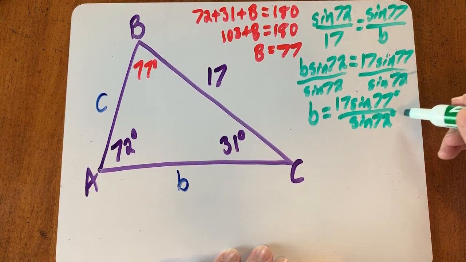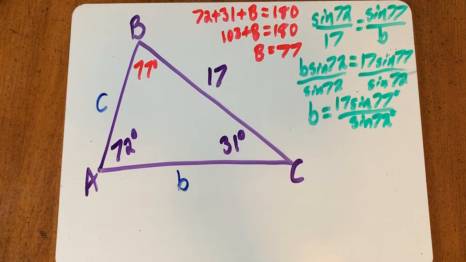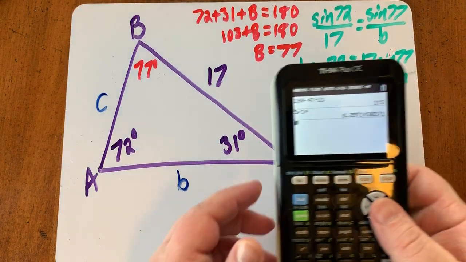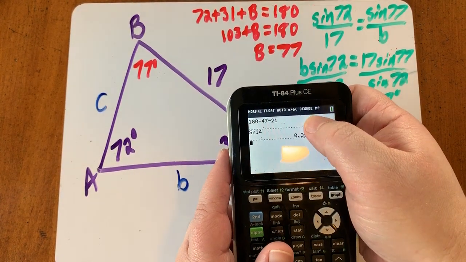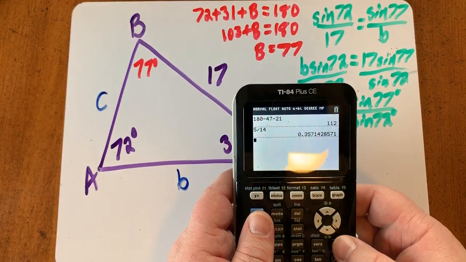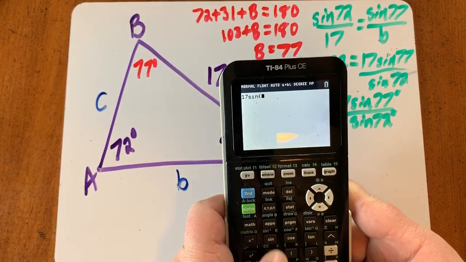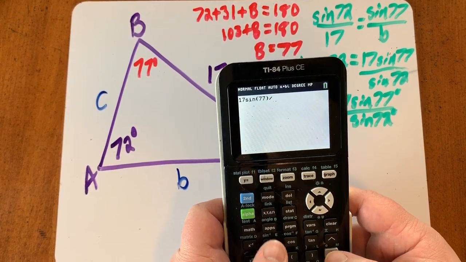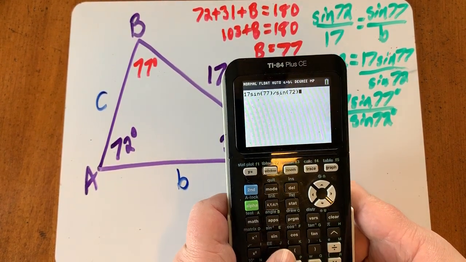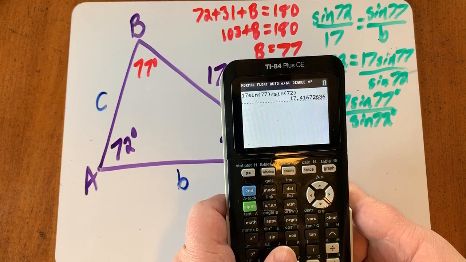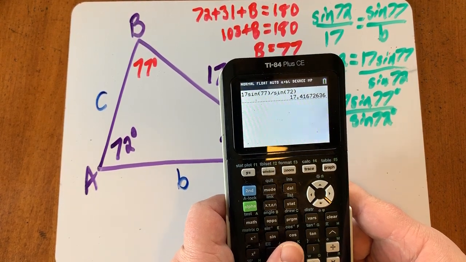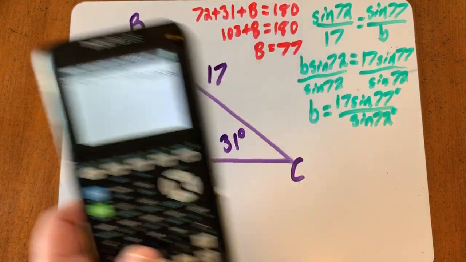That's the exact value of B, but we're just going to use our calculator for that. So we have our calculator. I'm already in degree mode, so I'm all set. So I'm just going to do 17 sine of 77 divided by sine of 72. Just punch it in and enter, and we get 17.42.